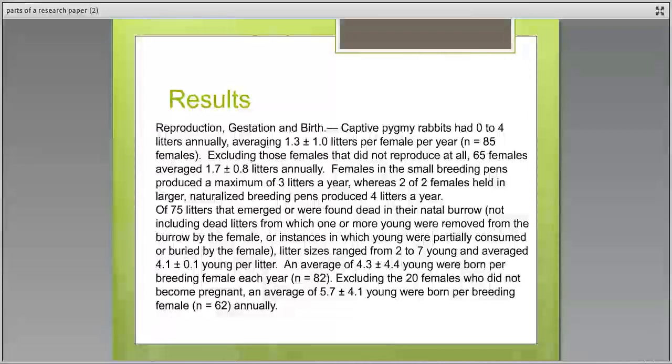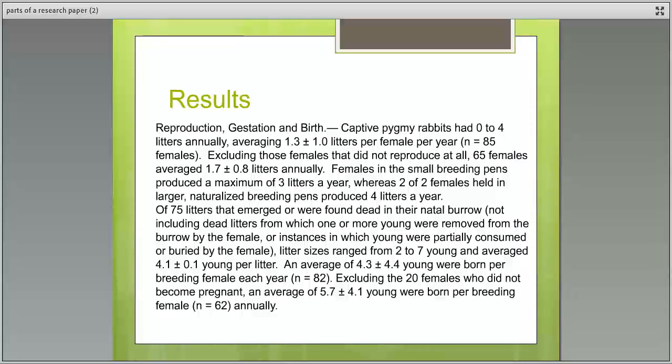So here's an example from a paper I wrote on reproduction, gestation, and birth in pygmy rabbits. I'm going to read this real quick and then we'll go over how this is a results section. Captive pygmy rabbits had 0 to 4 litters annually, averaging 1.3 plus or minus 1.0 litters per female per year, N equals 85 females. Excluding those females that did not reproduce at all, 65 females averaged 1.7 plus or minus 0.8 litters annually. Females in the small breeding pens produced a maximum of 3 litters per year, whereas 2 of 2 females held in larger naturalized breeding pens produced 4 litters a year.